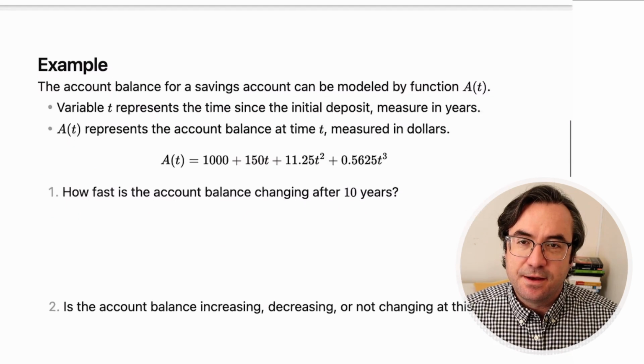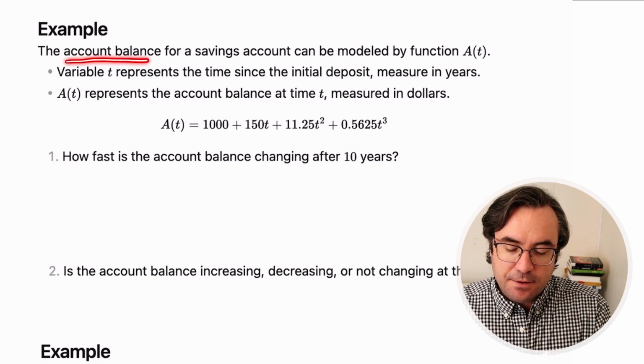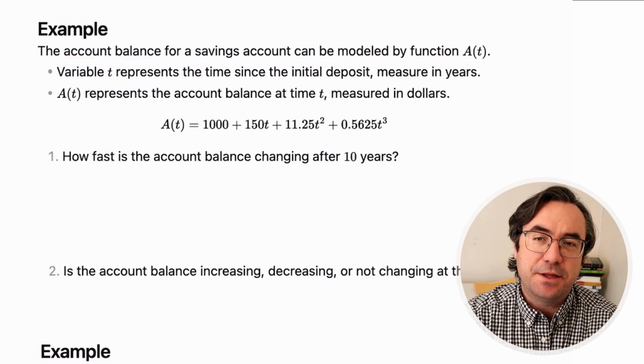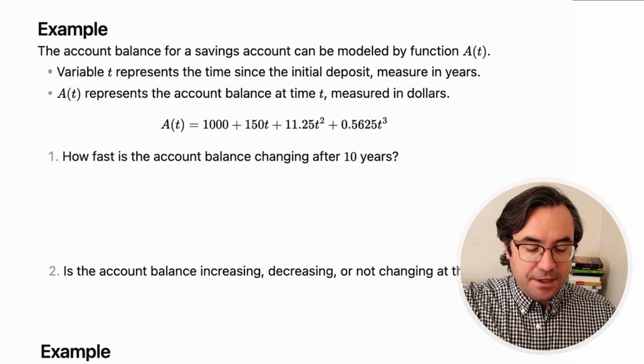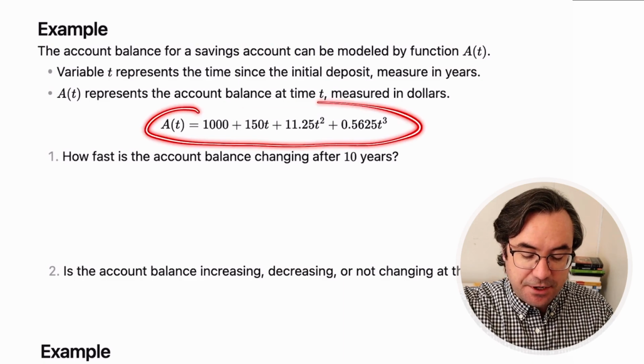All right, so let's try an example. We're just going to look at one. Let's read through it first. The account balance for a savings account can be modeled by function a of t. So we have function a of t down here.